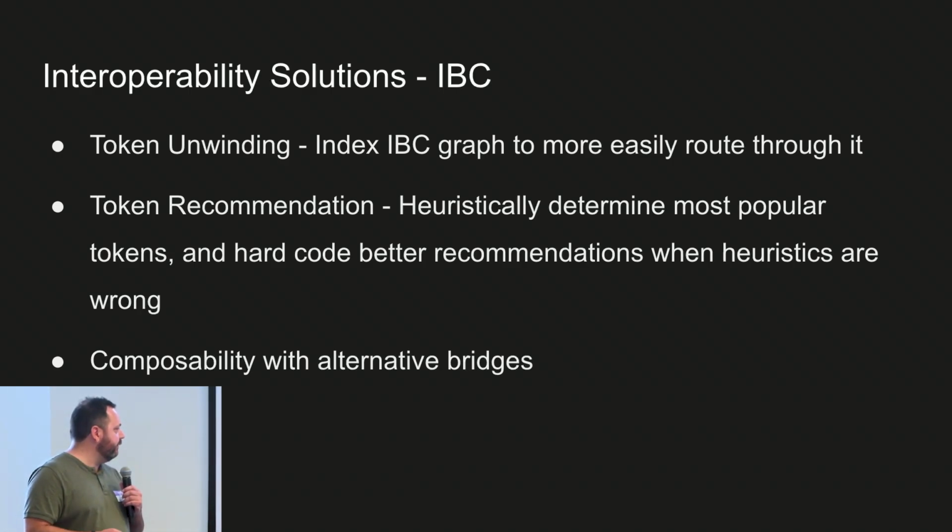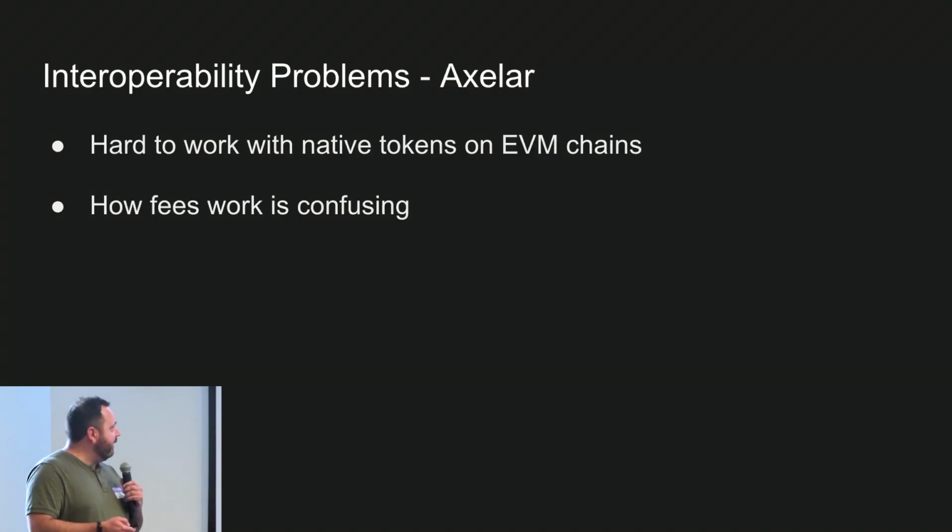And so in that, let's talk about some of the other bridges that we interop with. Axelar also has some of its own problems. One of the problems is it's kind of hard to work with native tokens on EVM chains. I think usually when you transfer, you end up with wrapped ETH, but if you end up on a chain and you don't have the fee token, then that leads to problems. And so we have some solutions around that.